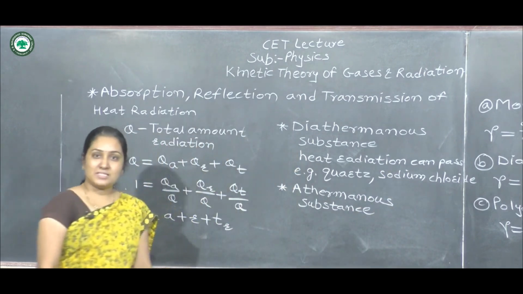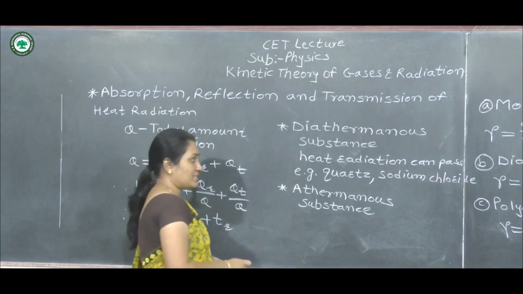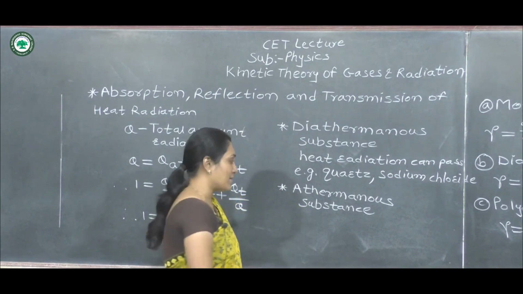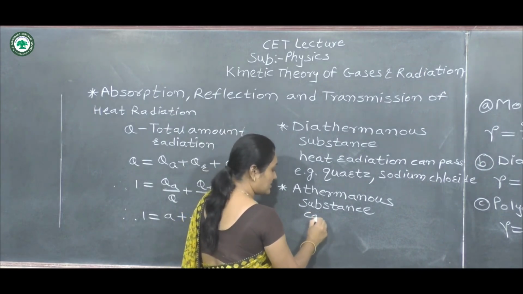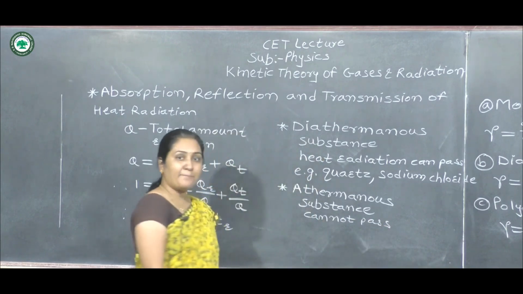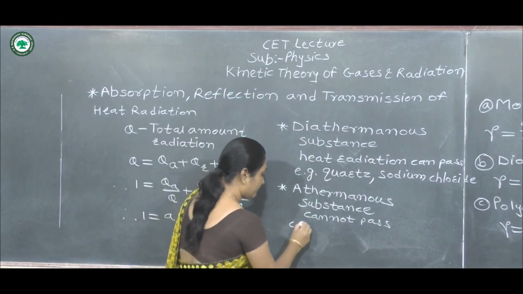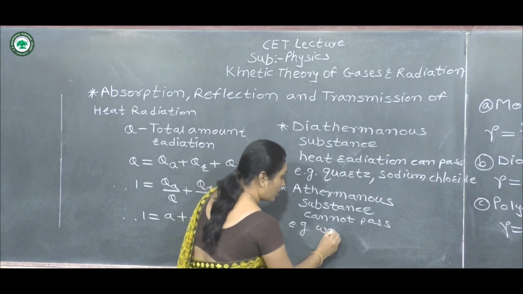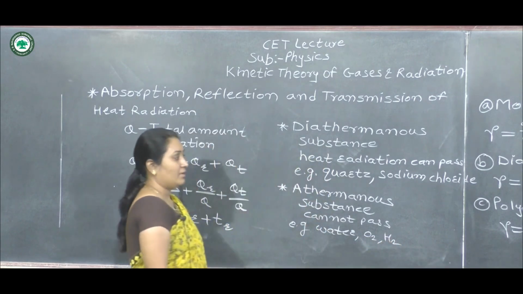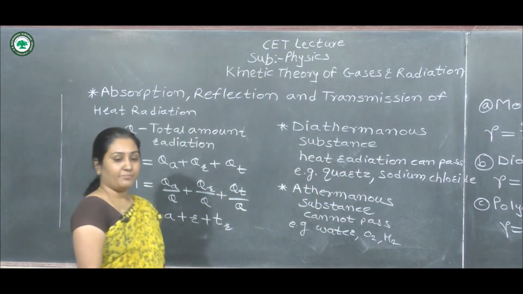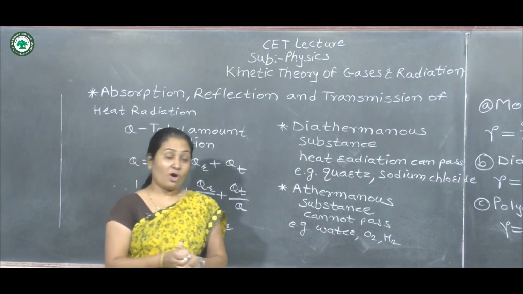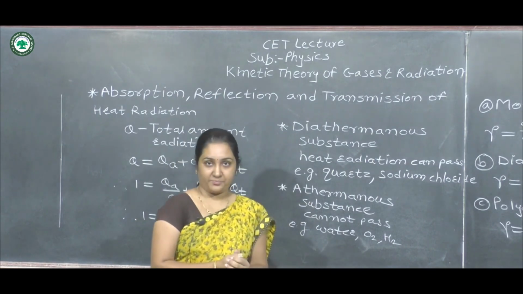Similarly, there are athermanous substances. Athermanous substances are substances through which heat radiations cannot pass. Examples of these substances are water, oxygen, hydrogen, moist air, like that. So these are the examples of athermanous substances which cannot pass heat radiations.